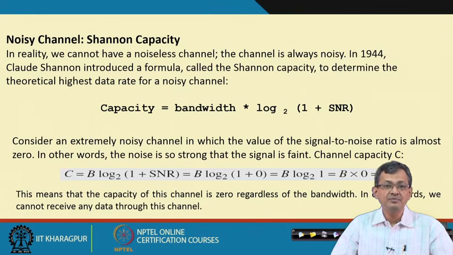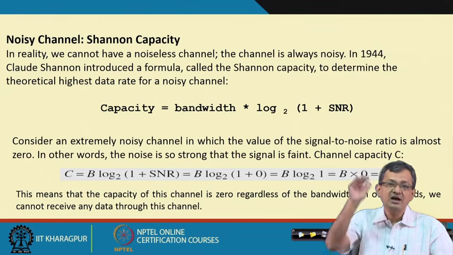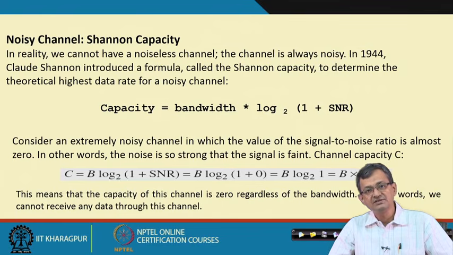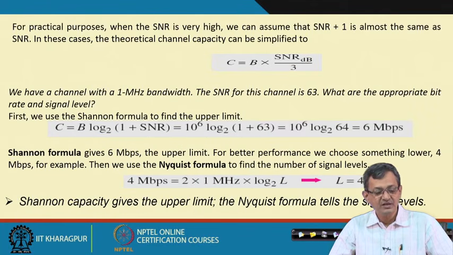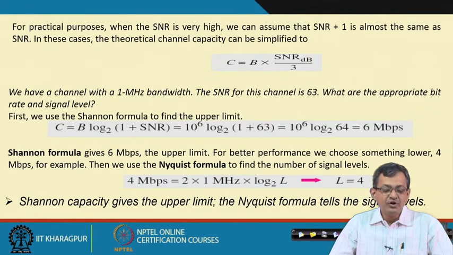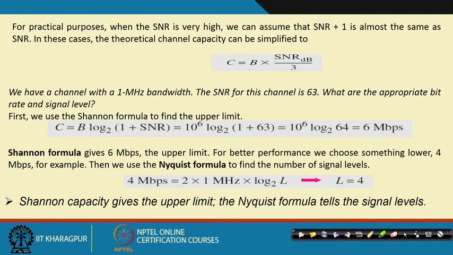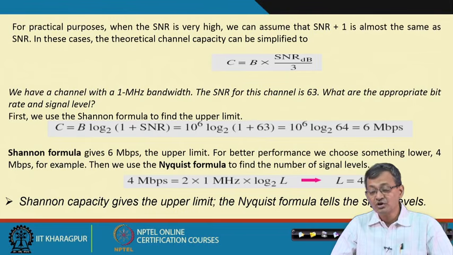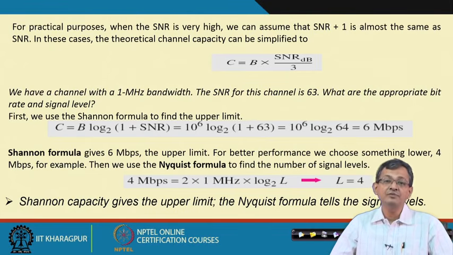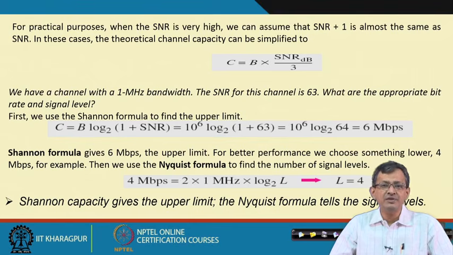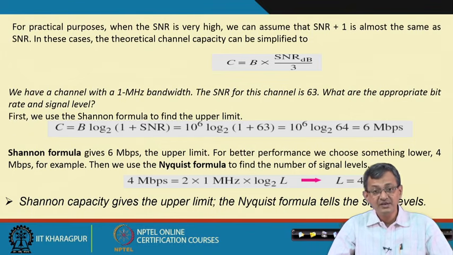This gives us a limitation, a boundary, of what is the highest level you can reach with this type of channel. For practical purposes, when SNR is very high, 1 plus SNR is almost the same as SNR. So practically, the theoretical channel capacity can be expressed as C equal to B into SNR dB by 3.